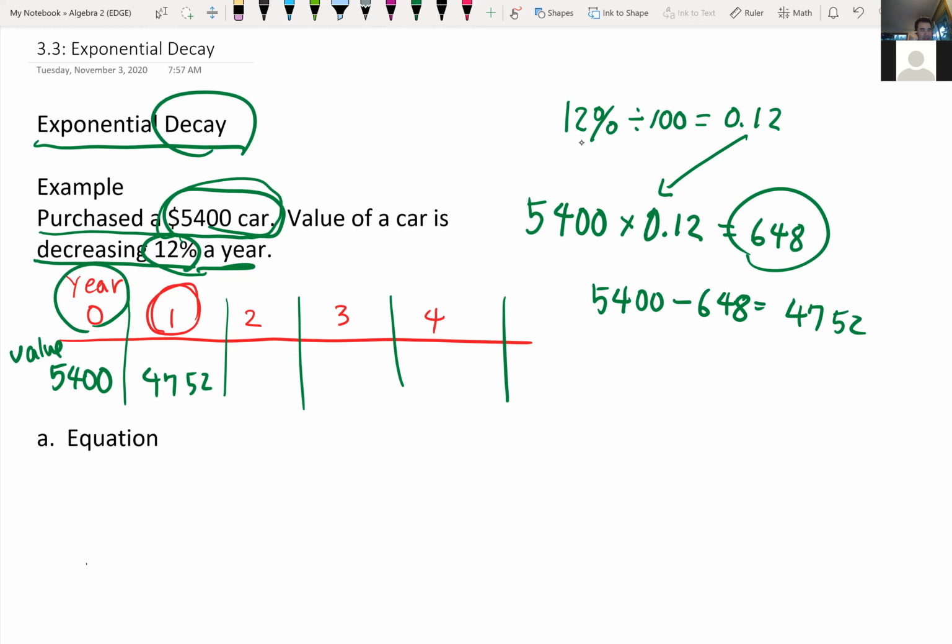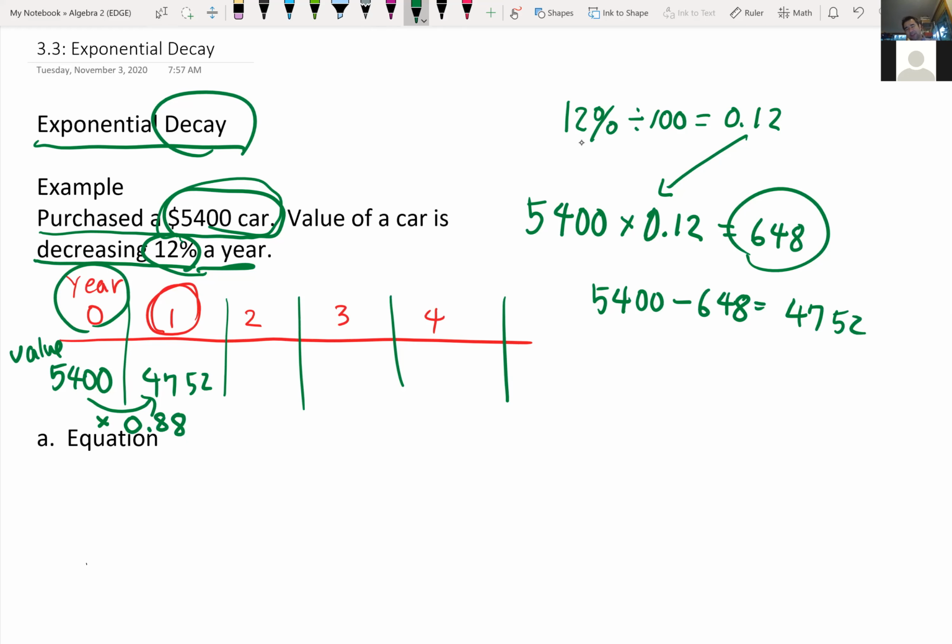Does that make sense? Now, the question that I have for you guys is, how do we go from 5,400 to 4,752 directly? In other words, what can we multiply to 5,400 to get to 4,752? And we already have the answers in the chat. Thank you, Gentry. He says you are going to multiply 0.88.